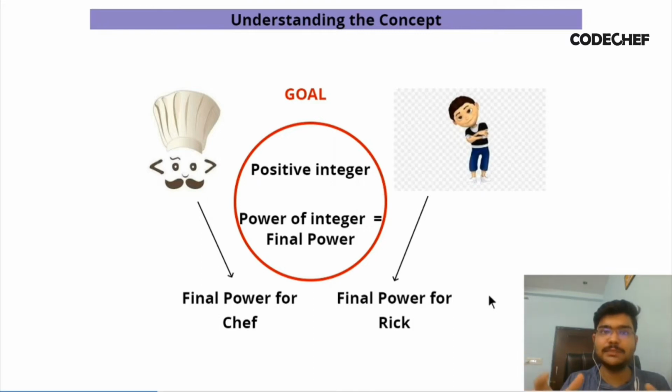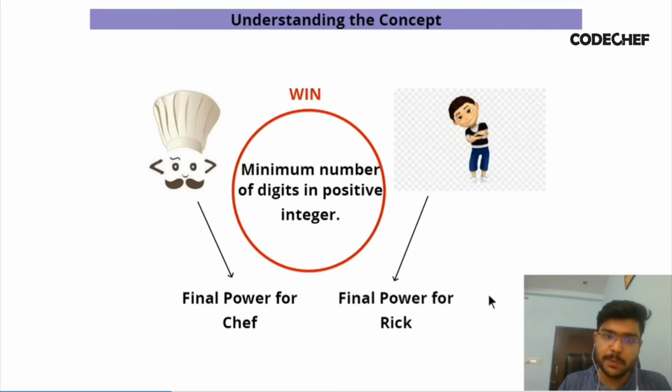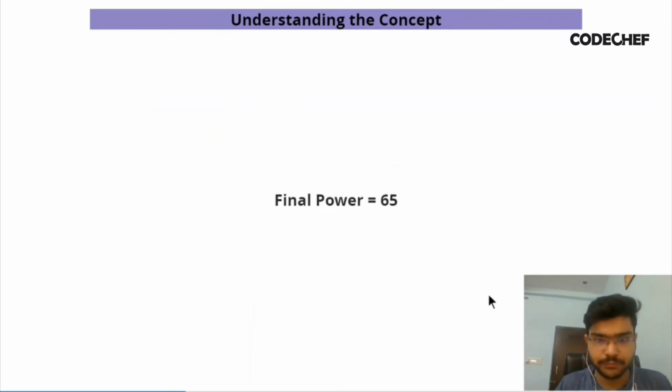These players will generate the positive integer. And what will be the winning condition? The number which has the minimum digits will win. For example, if chef generates a number with 3 digits and Rick generates a number with 4 digits, then automatically chef will win. But if both of them generate a number with an equal number of digits, then Rick will cheat and Rick will win the game. So this is the problem statement and the concept through visuals that we are understanding.